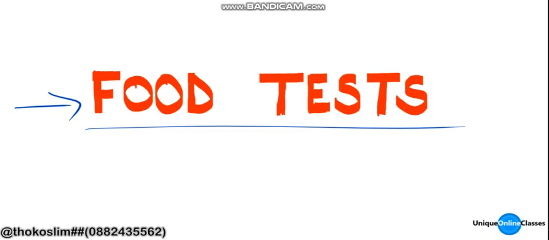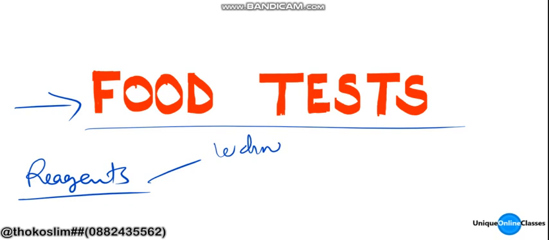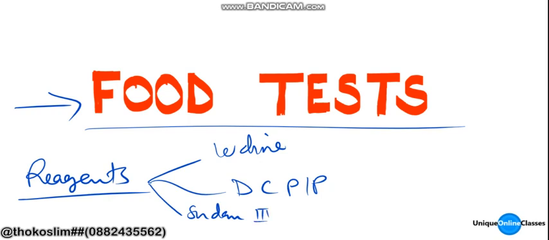Now, when we talk about a food test, it is laboratory procedures conducted on foodstuffs in order to find out the presence or absence of a particular food substance. That's the food test. And the chemicals which we use to determine the presence or absence of that particular food substance, we call them reagents. So reagents are chemicals which we use. In those reagents we include iodine solution. We may also use DCPIP, dichlorophenolindophenol. We can also use Sudan 4 or 3. Those are some of the reagents which we use to determine the presence of a particular food substance. So let's now start our business.